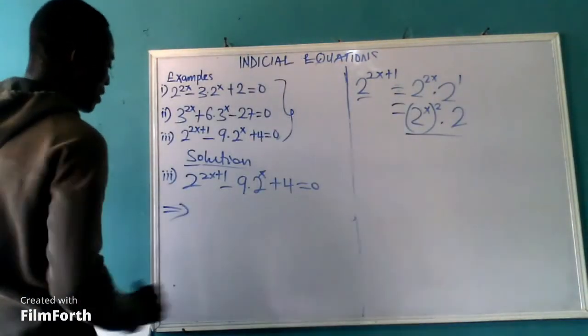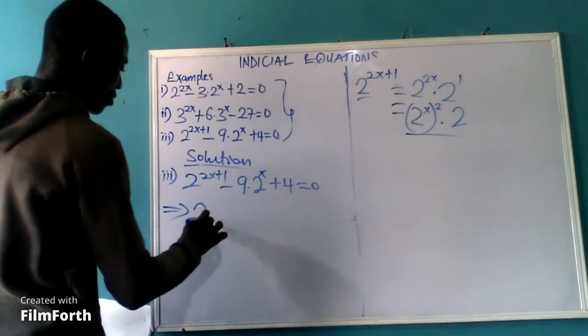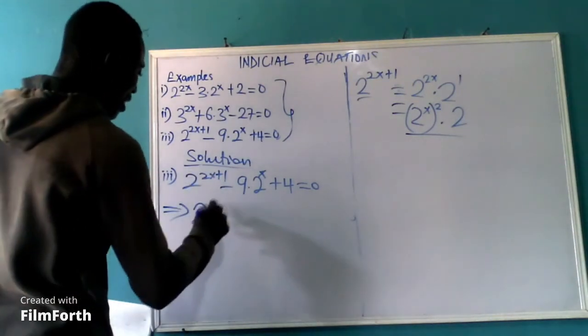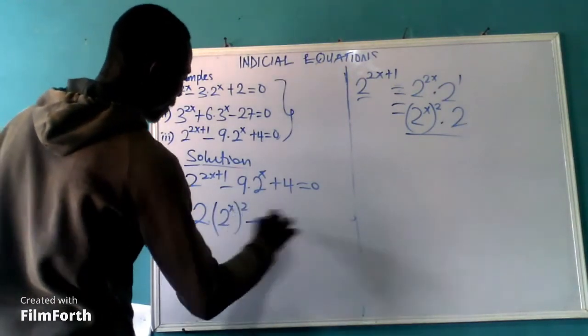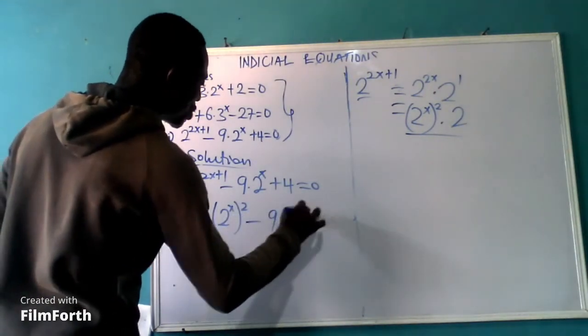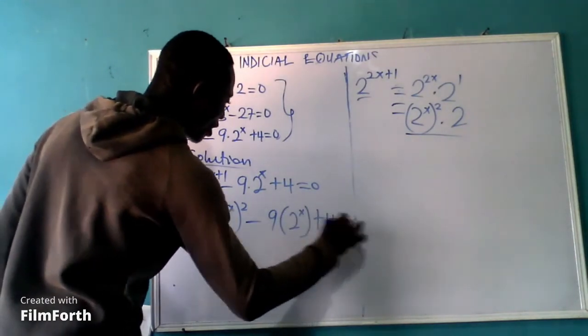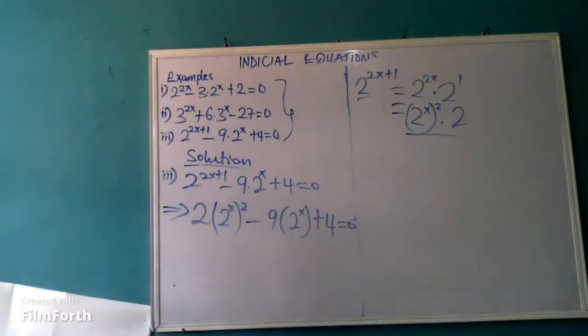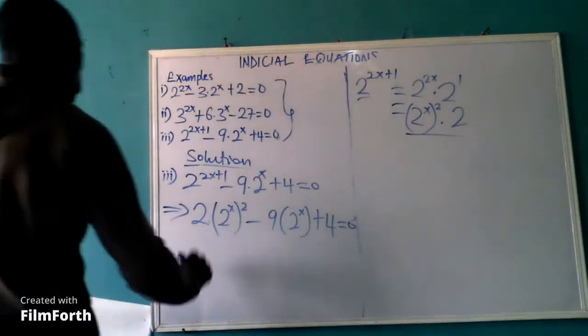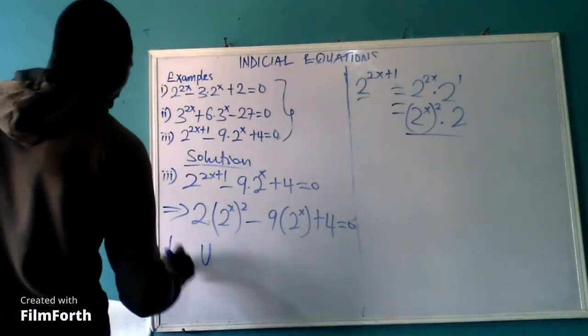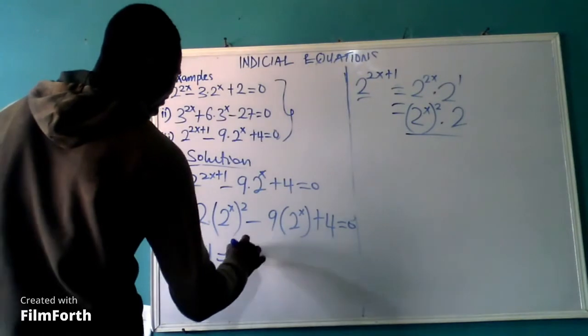And this implies that 2 into brackets 2 raised to power x, everything raised to power 2, minus 9 into bracket 2 raised to power x, plus 4 equal to 0. Now from here, we can do our transformation. Let's choose any variable with which we want to do the substitution. You can choose variable u. Let u be equal to 2 raised to power x.